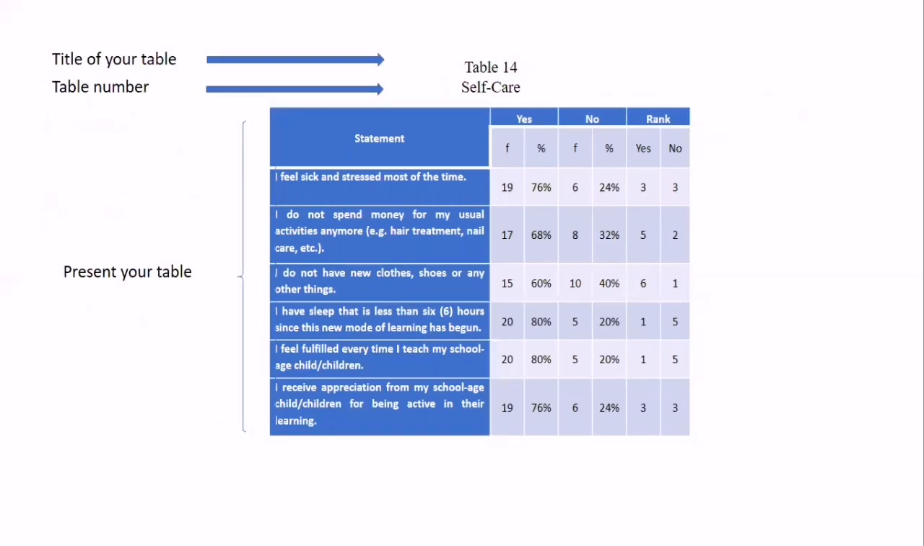The table has a title. So excuse me, no, I made a mistake. So this should be the title, this one, self-care. And type, the number is table 14. Okay, so the table number is table 14 and the title of your table is self-care. So here is your table. So what is its content, no? There are the items of the questionnaire, and then here are the yes or no choices, and then frequency and percentage. Okay, and then here he added the rank.